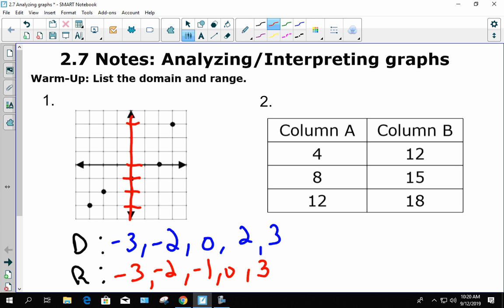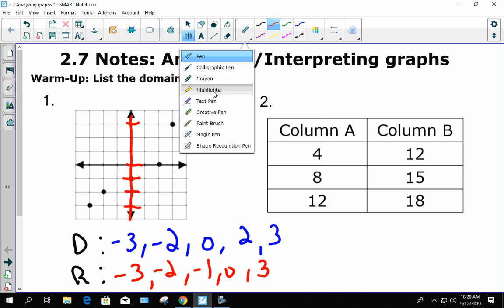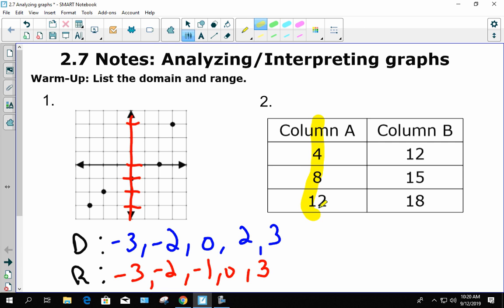Guys, it's very simple, okay? So now, is this my domain or my range? It's my domain. So this one is my range. You just list those smallest to greatest. There are no repeaters, so don't worry about that.